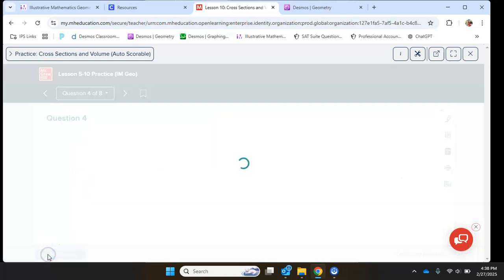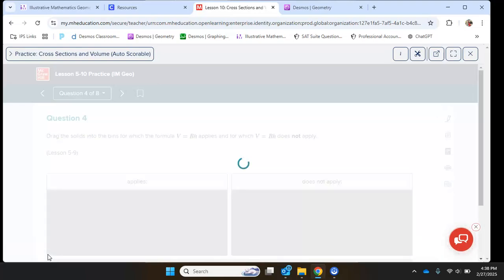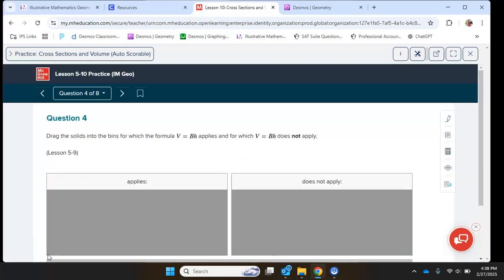Question 4. Drag the solids into the bins for which the formula volume equals the area of the base times the height applies, and for which volume equals the area of the base times the height does not apply.